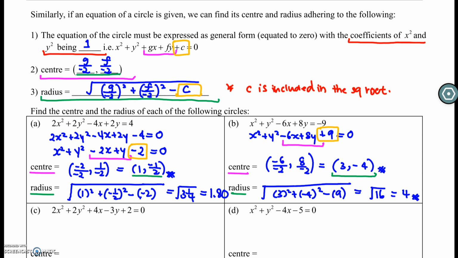So we have tried two examples, part A and part B, together. I would like you to spend 5 to 10 minutes to try part C and part D on your own. We'll check the answers once you are ready.